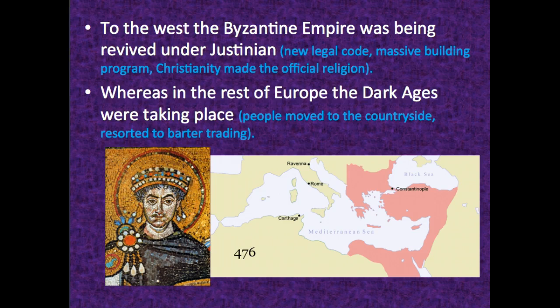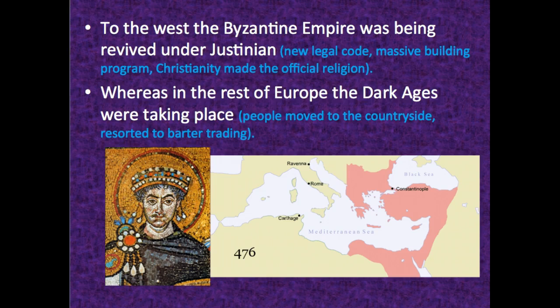His wife Theodora is an important female at this time who wields a lot of power, probably more power than Justinian. This is where you have Justinian's new legal code. You have massive building. You have the Hagia Sophia. Christianity is made the official religion.